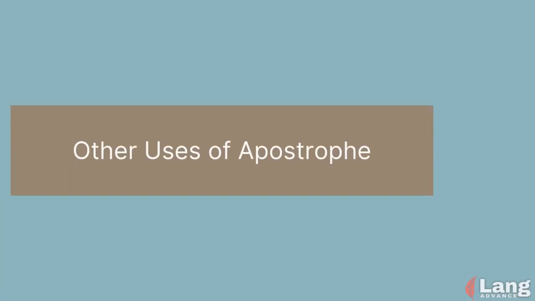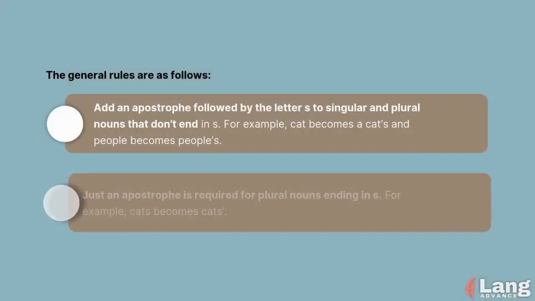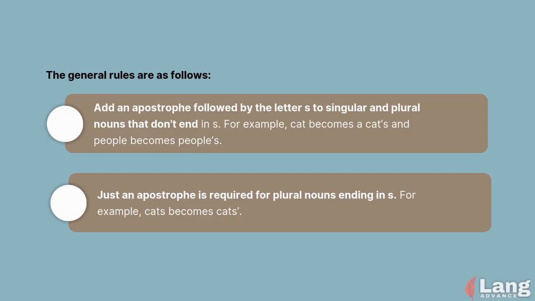Other uses of apostrophe. Apostrophes are used for a variety of reasons. Possessive nouns. Possessive nouns require apostrophes. Different style guides and grammar resources have different rules for making a noun possessive. The general rules are as follows. Add an apostrophe followed by the letter S to singular and plural nouns that don't end in S. For example, cat becomes cat's and people becomes people's.